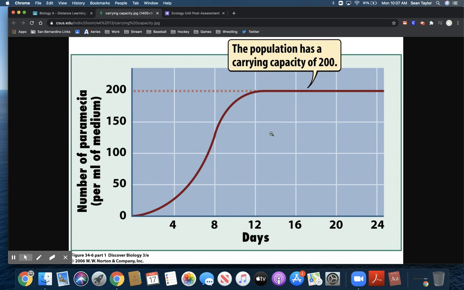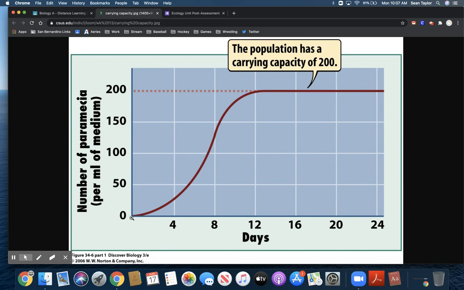Hello, guys. Today we're going to go over assignment number 7, which is called carrying capacity. And before we start to take a look at the assignment itself, I thought it'd be very important to take a look at this graph right here, because this is a graph that represents population changes over time.